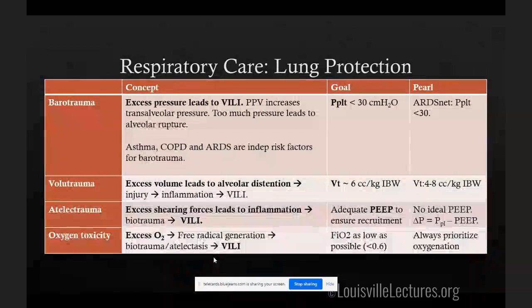To reduce your risk of that lung injury, you target plateau pressures less than 30, and we'll talk about how to generate a plateau pressure. Peak pressures, you generally want to shoot for less than 35.